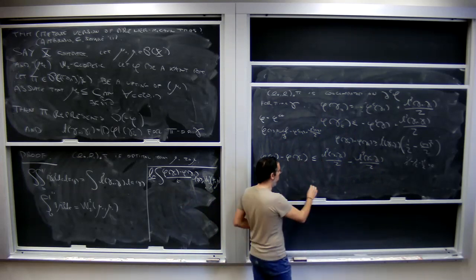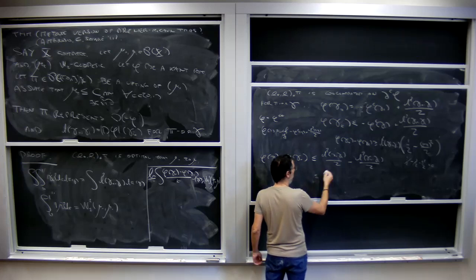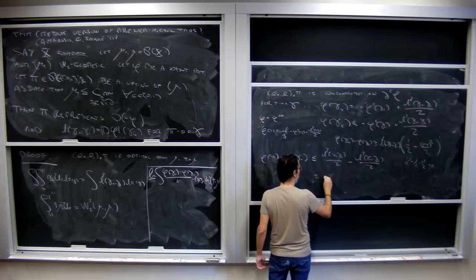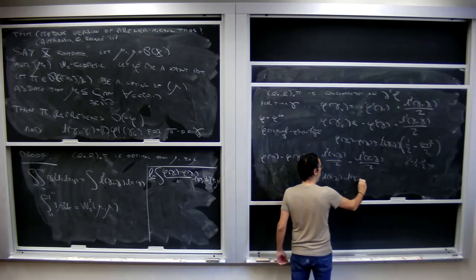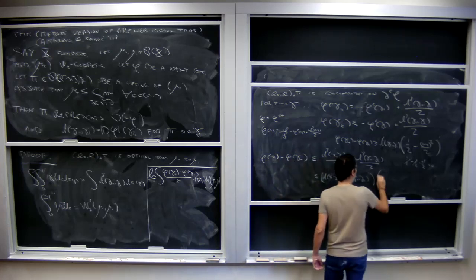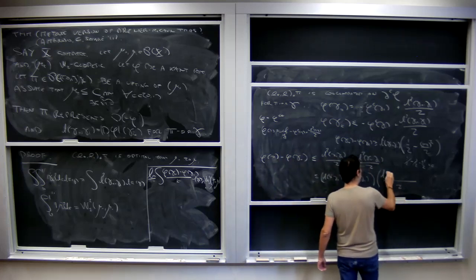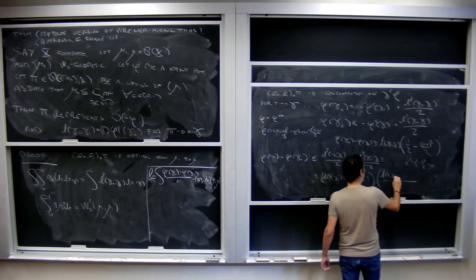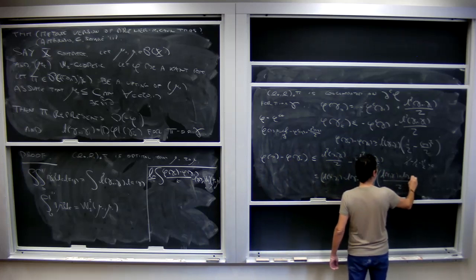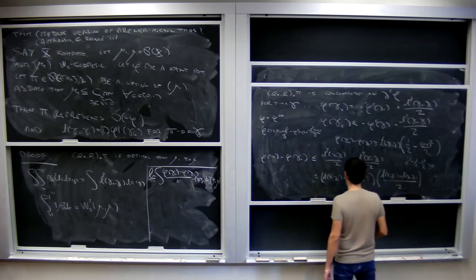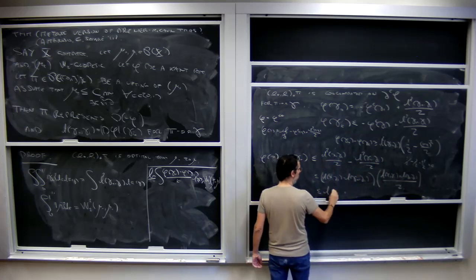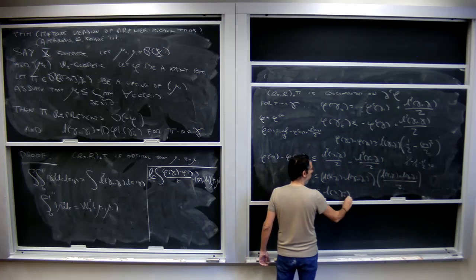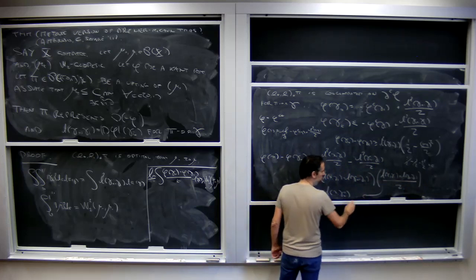Well, then this is less or equal. This is the difference of squares, so 1/2 times distance x gamma 1 minus distance gamma 0 gamma 1, times the sum of the two: distance x gamma 1 plus distance gamma 0 gamma 1. Now this is, of course, the triangle inequality. This is bounded from above by the distance between x and gamma 0, times this quantity.